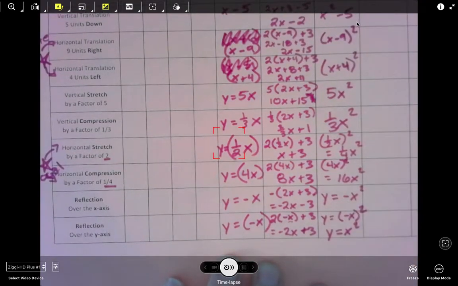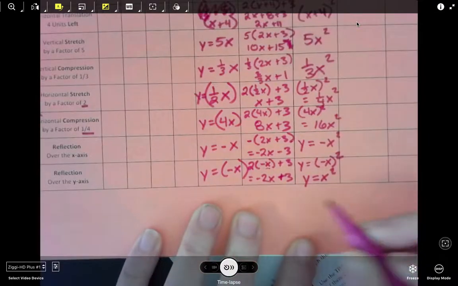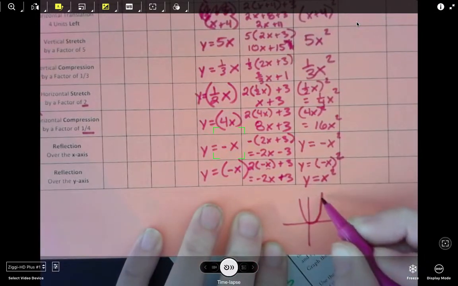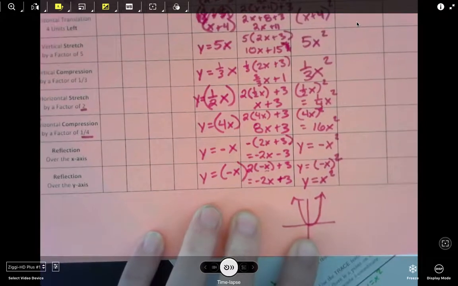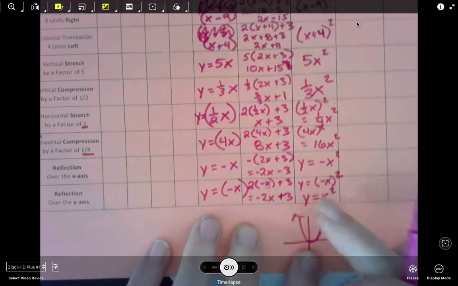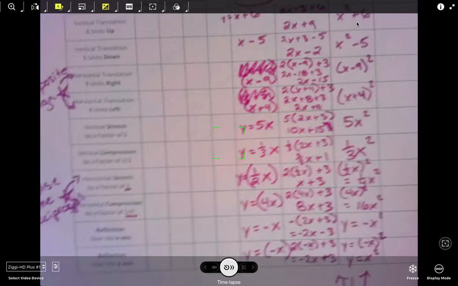So you mean to tell me that if I start with y equals x squared, which looks like this, and I reflect that across the y-axis, it will look exactly the same? Yeah, right? That just kind of makes sense. If I take this guy and reflect it, it will be exactly the same function. Okay? Now let's go over the rules.